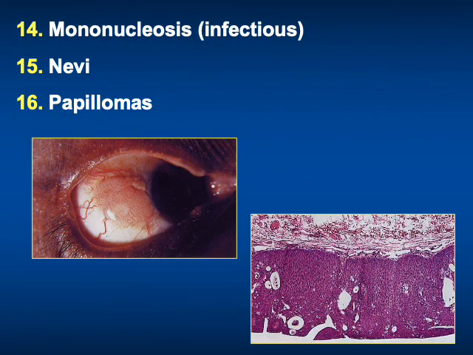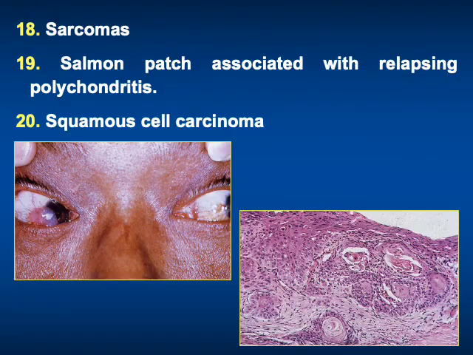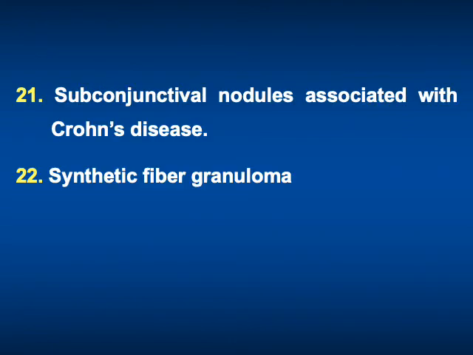Other causes of epibulbar mass are like mononucleosis, nevi, flat papilloma, as you can see. Also, pterygium may be one of them. Sarcomas, salmon patches associated with relapsing polychondritis, and squamous cell carcinoma, and subconjunctival nodule associated with Crohn's disease. Synthetic fiber granuloma is also one of the causes of epibulbar mass.